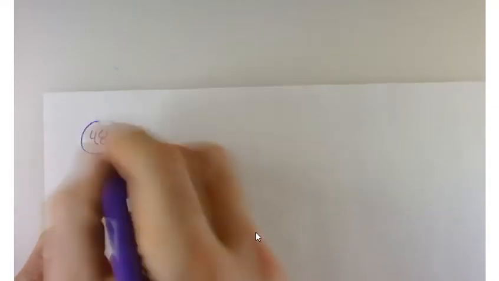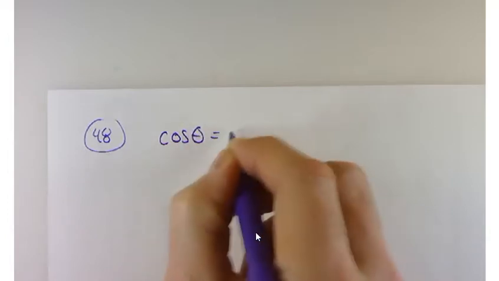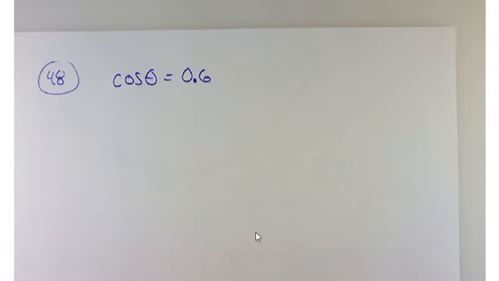Let's do one that's not a nice exact one, at least not one that we can get directly off our unit circle. And then we're going to have to think on it a little bit. It's problem number 48. We've actually done this one before, earlier today in section 3.2. Cosine of theta is 0.6. All right. So he's telling us we've done this one before. Okay, I believe him.